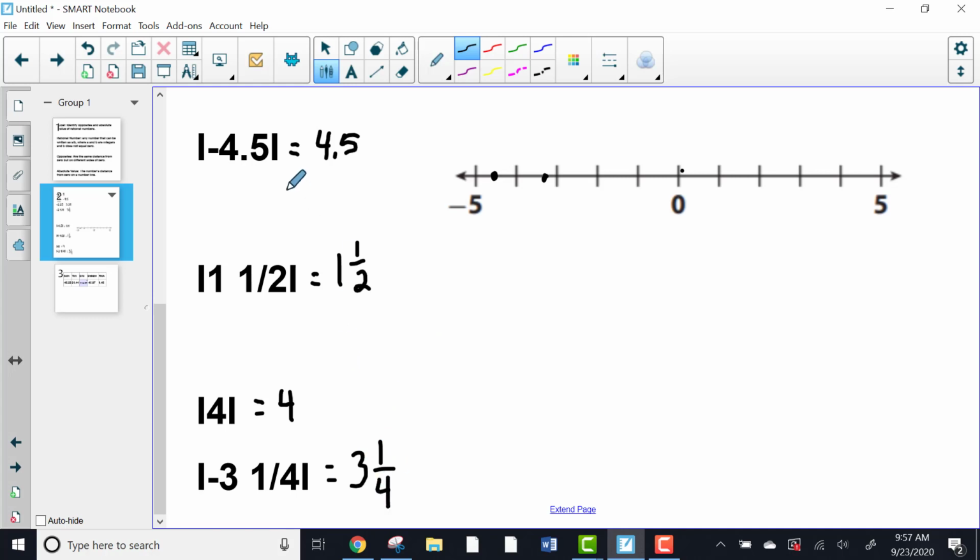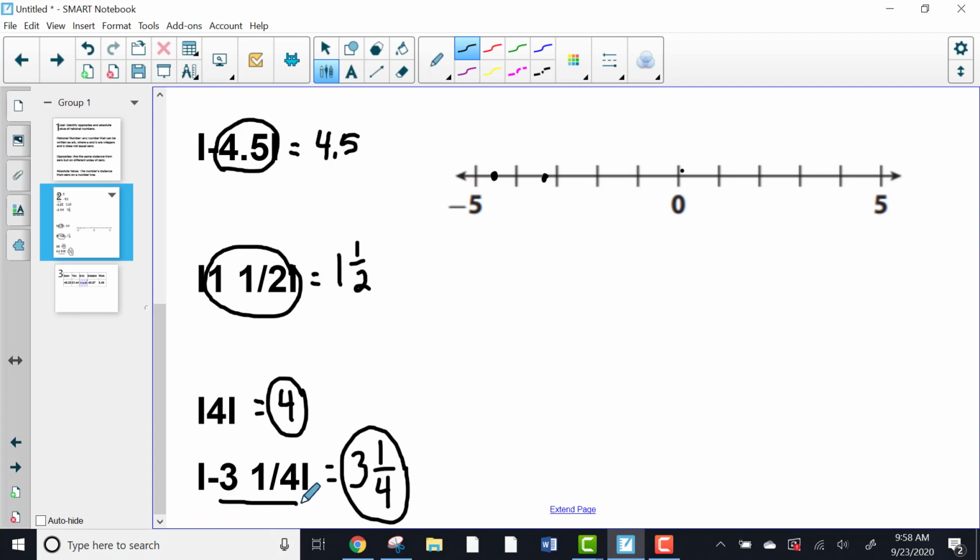So you can see absolute value of any number is just the positive form of that number. Okay, so negative 4/5 is 4/5. Positive 1 and 1/2, already a positive number, so it's 1 and 1/2. Positive 4, absolute value, positive 4. Negative 3 and 1/4, absolute value, positive 3 and 1/4. So remember, absolute value is basically just finding the positive form of those numbers.